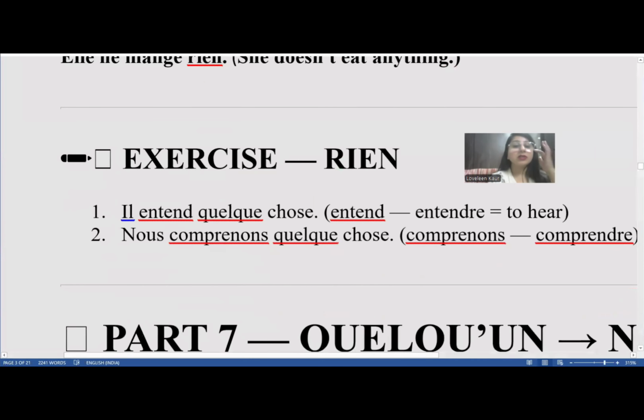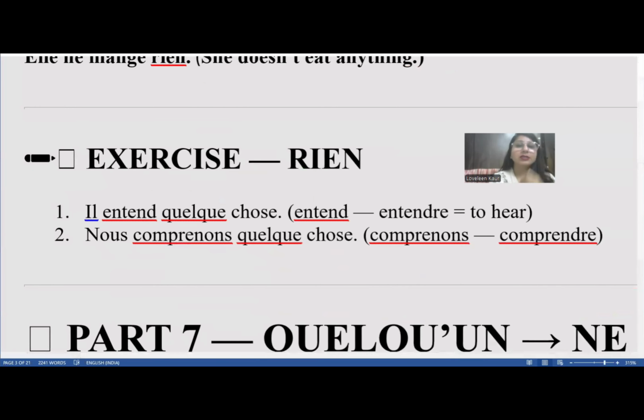Now for example, let's make sentences. Il entend quelque chose. Entend is a verb, entendre means to hear. So he hears something. Now you have to make it so that he doesn't hear anything. How will you make it negative? Yes, il n'entend, n apostrophe, il n'entend rien. Just remove quelque chose: he doesn't hear anything.